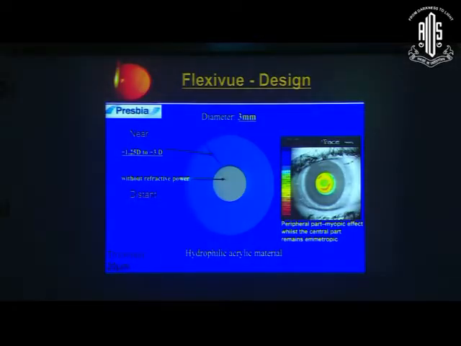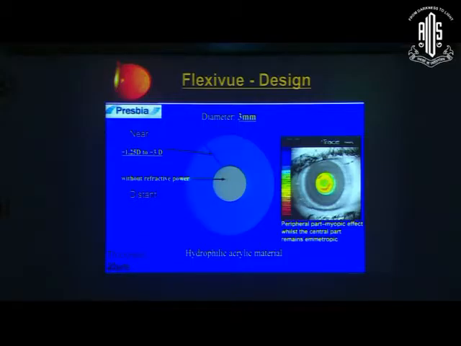Flexivue inlay is actually like a thin contact lens. It's made up of acrylic material. It's only 20 microns in thickness, and it's 3 millimeters in diameter. So it's basically a bifocal inlay. It is shaped as a donut, as you can see very well. It has an outer portion in which you have a near addition. It can range between +1.25 to +3, and it has a central portion which is absolutely refractively neutral, which is supposed to give rise to good distance vision in that operated eye as well.